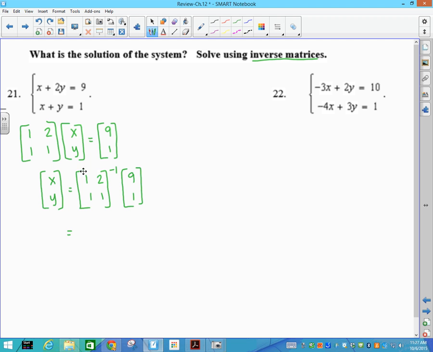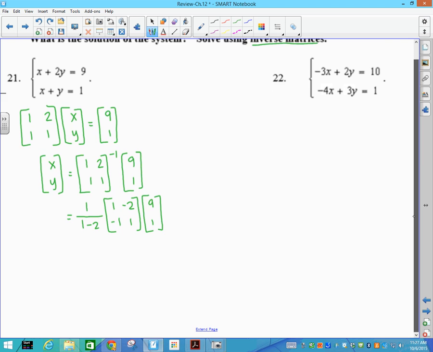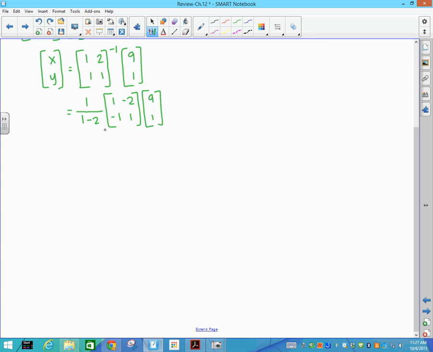So now I'm going to calculate this. It's 1 over the determinant, which is 1 minus 2. And then I switch these two, and then I negate these two, or take the opposite of them, whatever they are, and I keep that the same. Now I'm going to multiply, because one of the things we talked about when we do this is to multiply these two first. So 1 over 1 minus 2 is going to be -1.